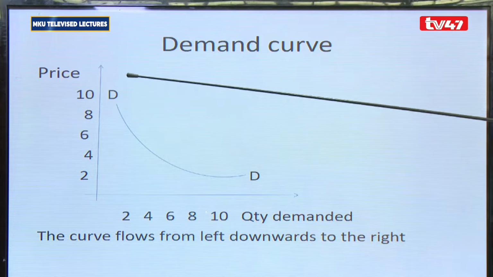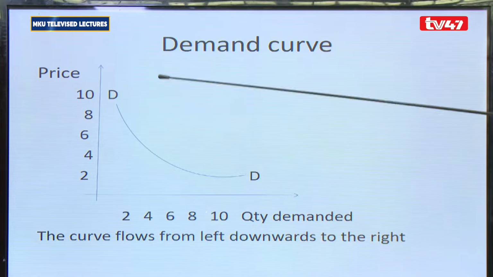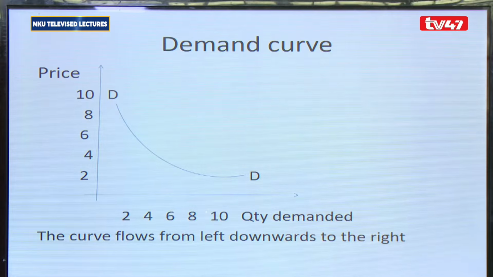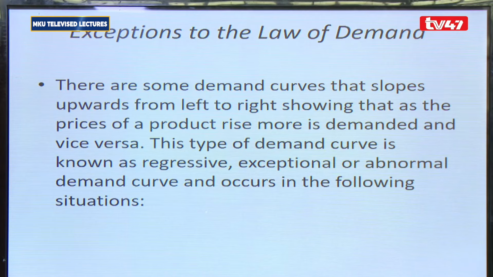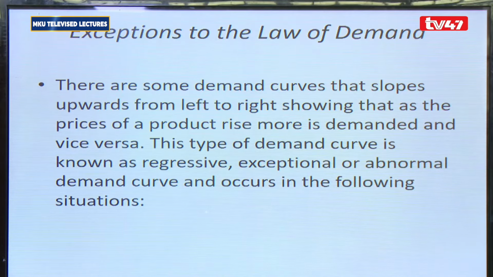On this axis here, we have the price and the quantity demanded. And we can see that the curve flows from left downwards to the right. It shows that inverse relationship between the two variables. Now we said holding all factors constant, meaning it is not 100% that when the price increases, the demand will always go down. There are exceptions to that rule.